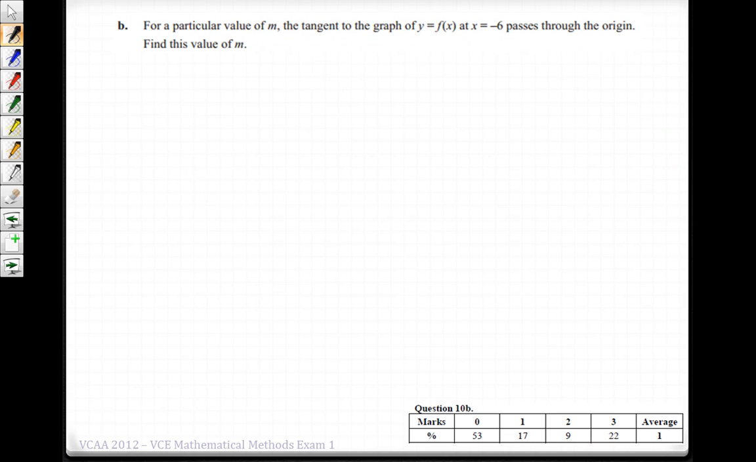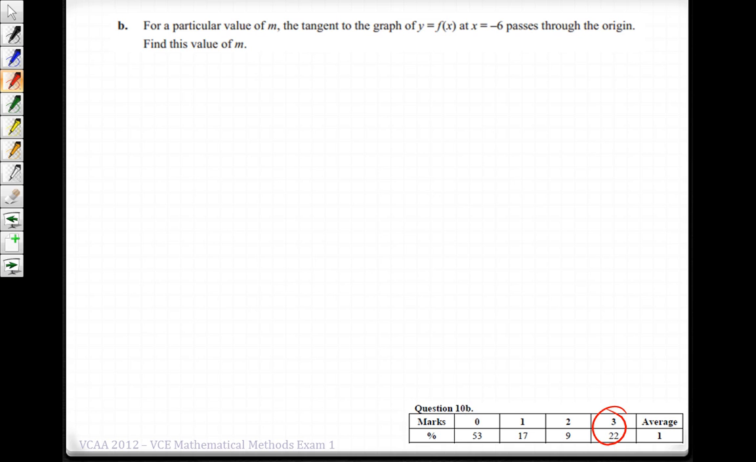Alright, so for a particular value of m, the tangent to the graph of y equals f of x at x equals negative 6 passes through the origin. Find this value of m. So this wasn't done too badly. 22% of kids got to the answer.